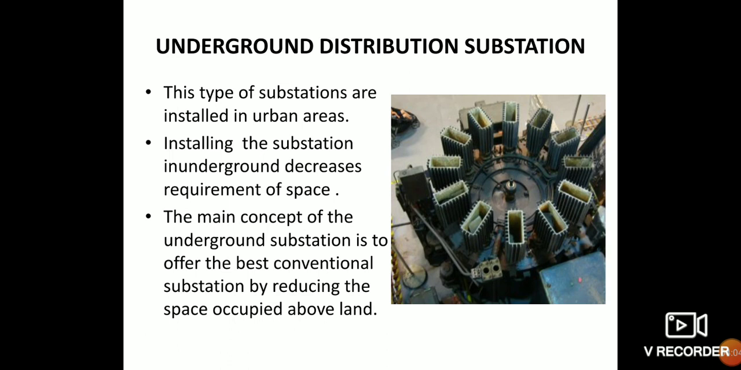Then underground distribution substation. This type of substation is mainly located in urban areas like Chennai, Delhi, Coimbatore, etc. The outdoor space required to install a substation is large. In order to reduce that, the underground type of distribution substation is used. These substations reduce the space, and the space can be utilized for other purposes like construction of buildings and other uses. This is a major advantage of underground distribution substations.